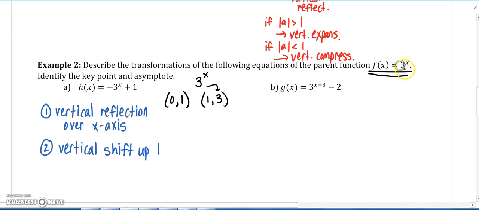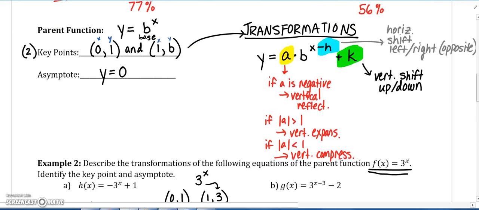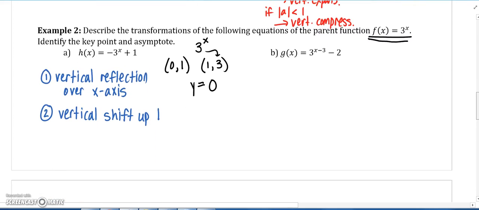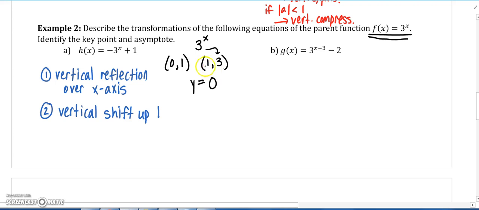All right, so now's the hard part, and this is where we have to identify our key point and asymptote. Oh, you know what? I should come up with the asymptote of this parent function also. This one would just be y equals 0, because that's what it always starts as, y equals 0. Okay, so now that I know my starting values, I have to use my transformations to shift them. So for example, a vertical reflection over the x-axis would mean I would make y a negative y, because that's what reflections do. They make things negative. And a vertical shift up 1 would mean I would add 1 to y.